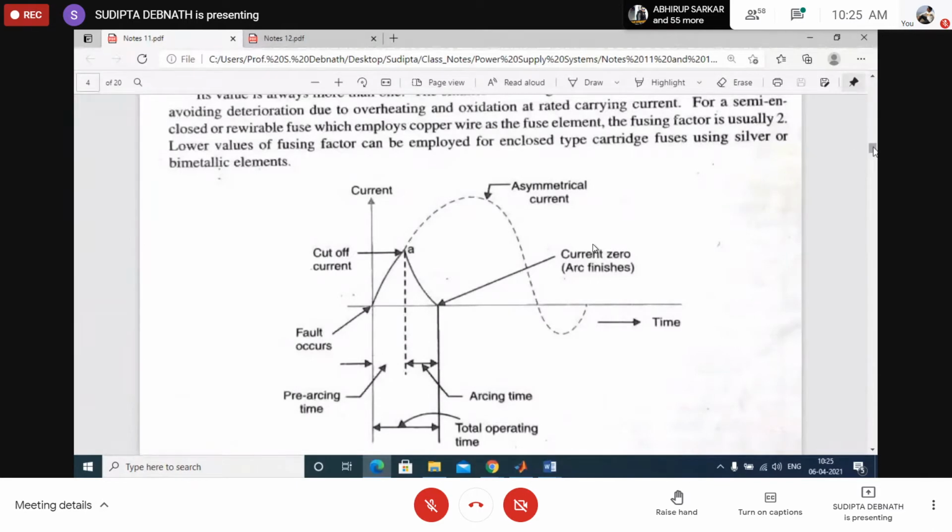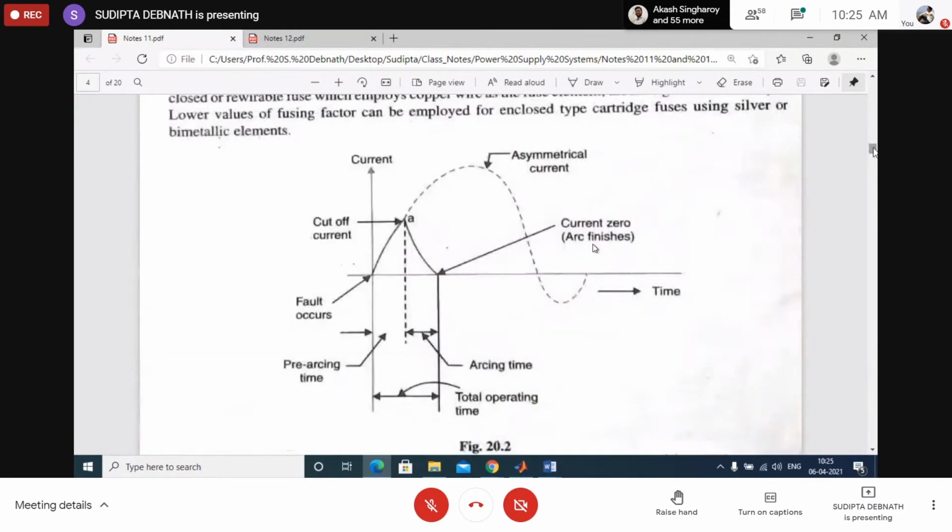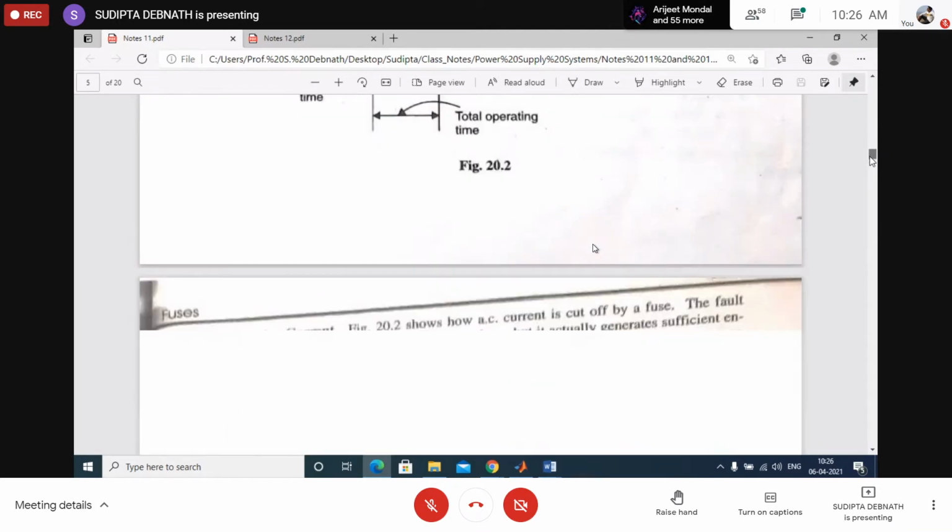And this is the total operating time, starting from the point of occurrence of the fault up to the total extinction of the arc or the total current zero. Current is not becoming zero as soon as the fuse element melts. Okay, it will take some time, though the time is very small. So both this pre-arcing and arcing time is called the operating time.